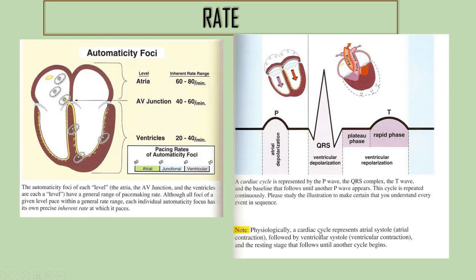Physiologically, a cardiac cycle represents atrial systole, atrial contraction, followed by ventricular systole, ventricular contraction, and the resting stage that follows until another cycle begins.